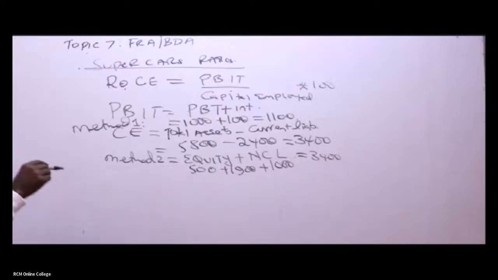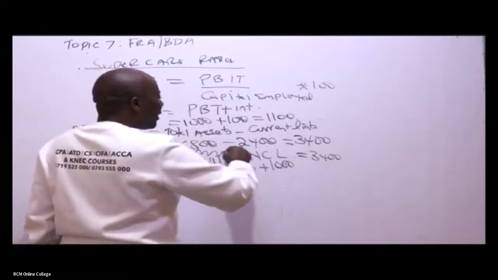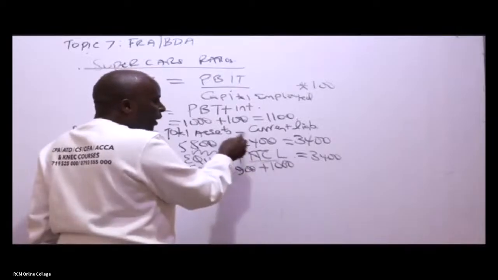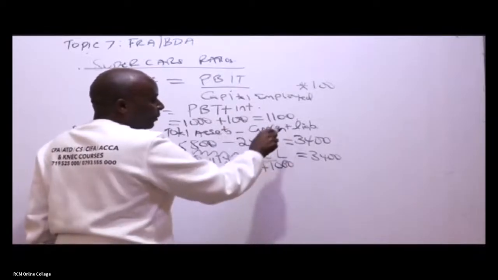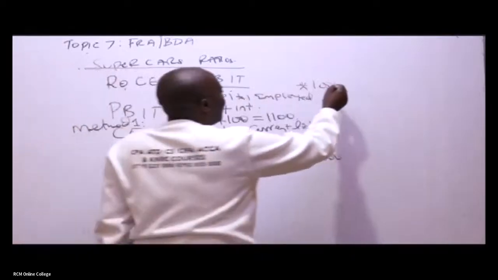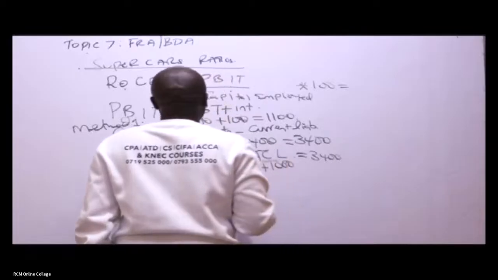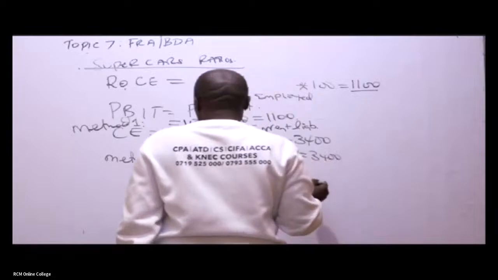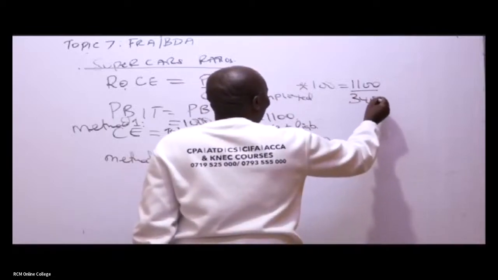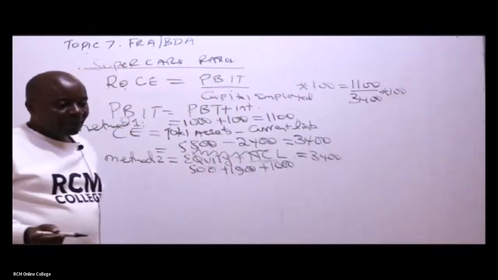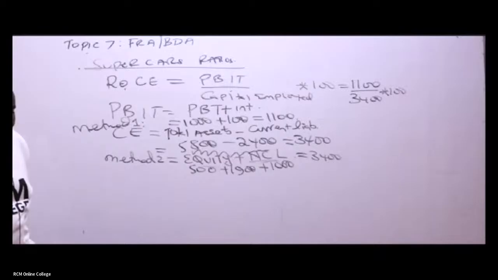Method 2, you take equity, because here we are looking at the long-term source of finance. This is permanent, long-term source of finance. We don't bring in current liabilities. That's why we deduct current liabilities from total assets. Then you can come back and substitute here. So the PBIT is 1,100, all over 3,400 as capital employed, times 100. That one will end up giving us what percentage? 32.35.